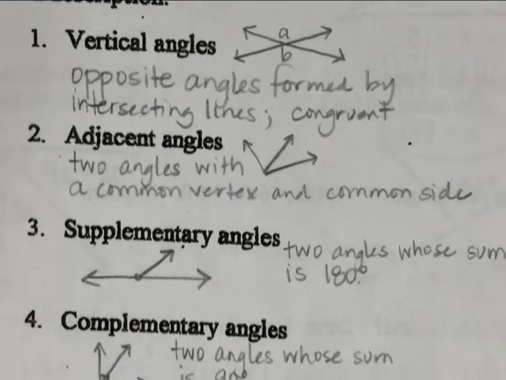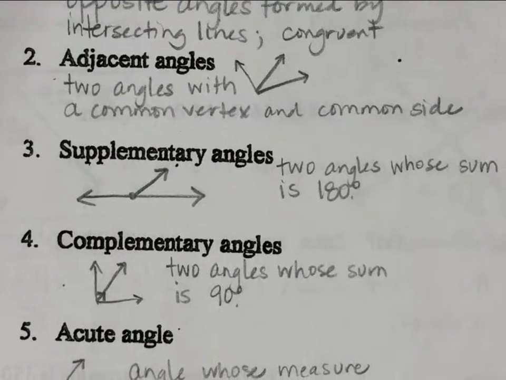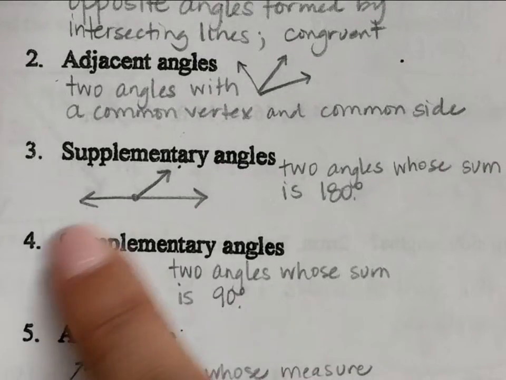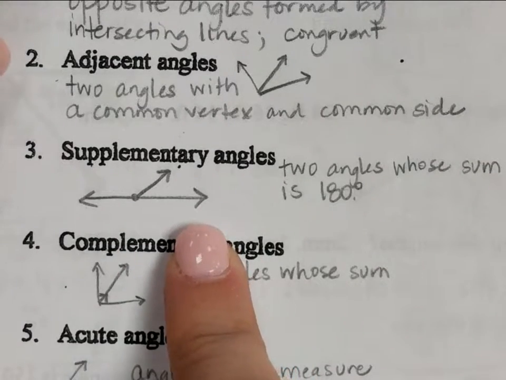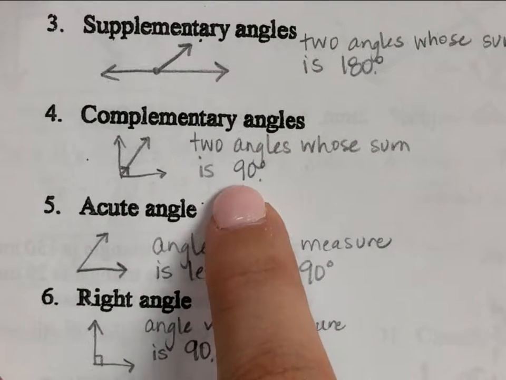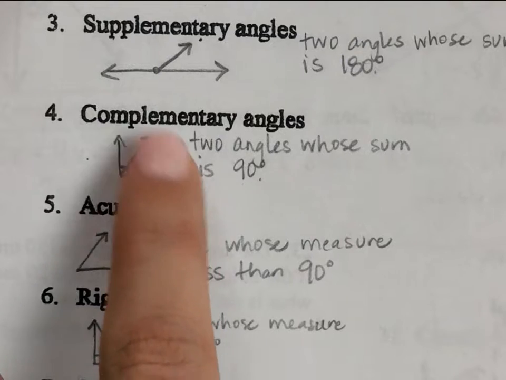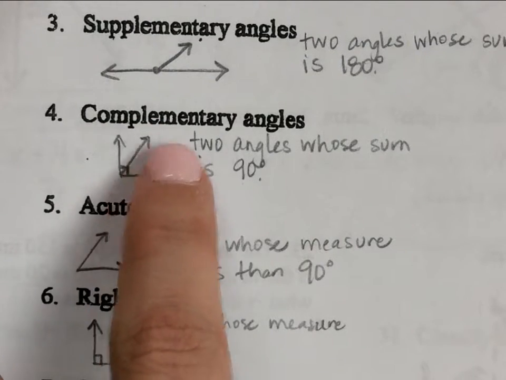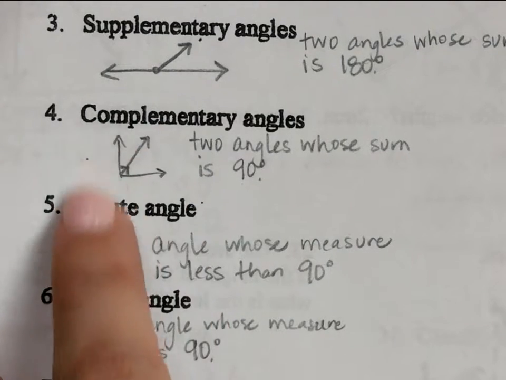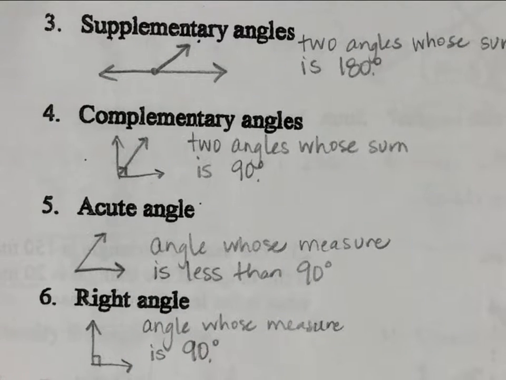Supplementary angles. Remember that those are two angles that add up to 180. So together they make a straight line. Supplementary, 180. Complementary, they add up to 90. So remember, this is a right angle, and it's split into two different angles. So those two angles form a 90-degree angle. But they add up to give you 90.